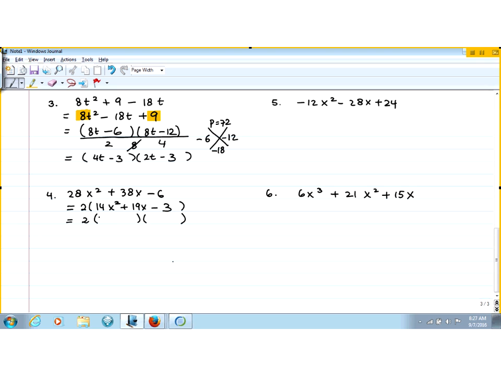Okay, so how does the setup look like? 14x, yes, 14x divided by 14. So I'm not touching the 2, okay? The 2 stays outside. All right, now what 2 numbers do we need? The product has to be what? Negative 42? Yeah, so 14 times negative 3, that is negative 42. The sum? 19. Okay, so what are the 2 numbers?